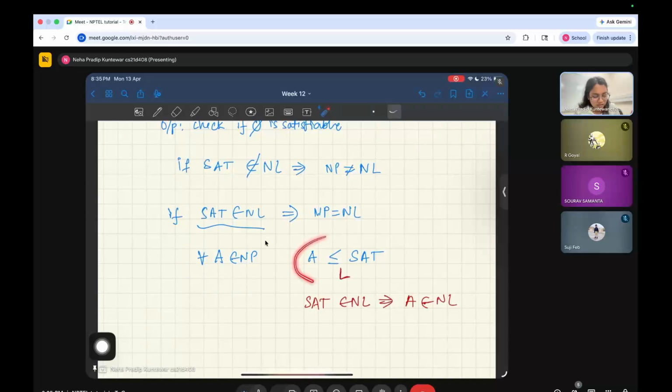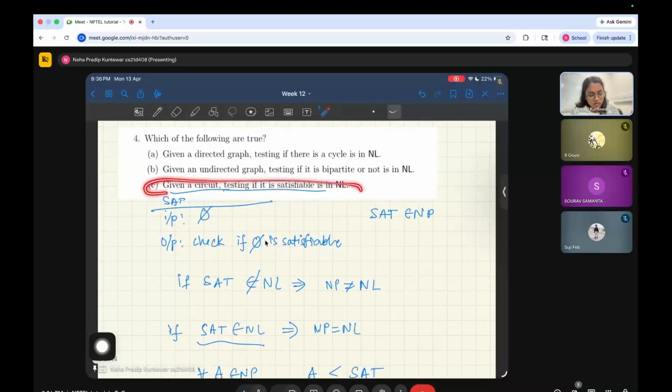If such a reduction exists, then SAT in NL would imply that the entirety of NP is contained inside NL. And this is a problem we don't know, as we mentioned earlier, right? We don't know whether L is equal to P, we don't know whether NL is equal to NP. So none of that is known. Therefore, the answer to C is not that it's not true, it's that we don't know whether it is true.